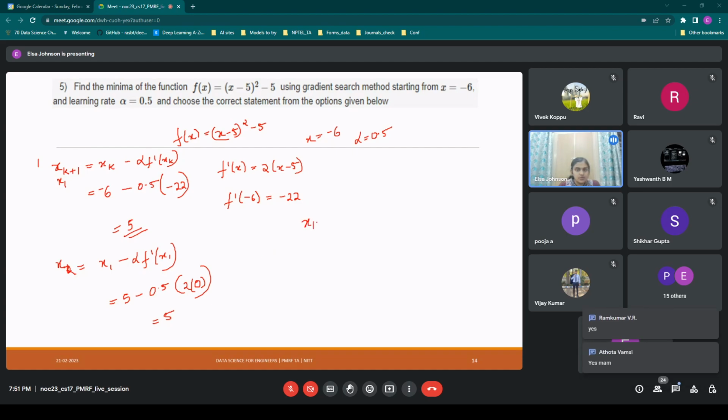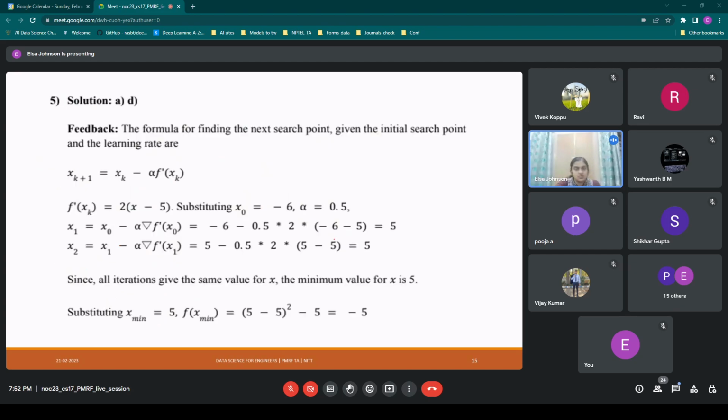So x1 you got 5, x2 you got 5, so it's not changing. There is nothing happening to the values, so you can stop at this one. The question is to find the minima of the function using gradient search. You'll be getting 5, 5, so all iterations are giving the same value for x. Then the minimum value for x is 5.